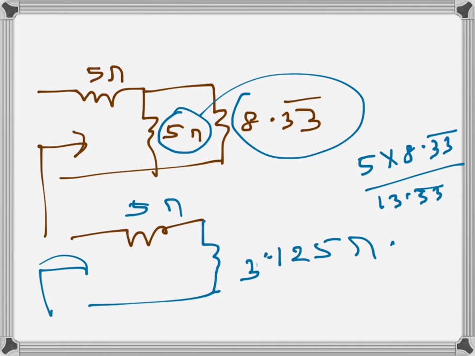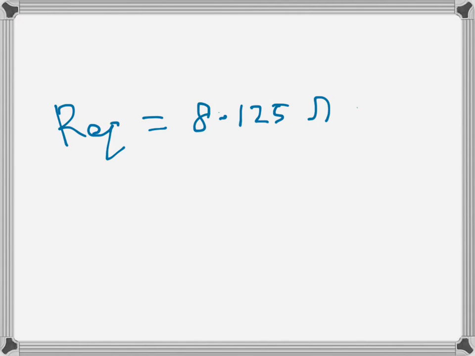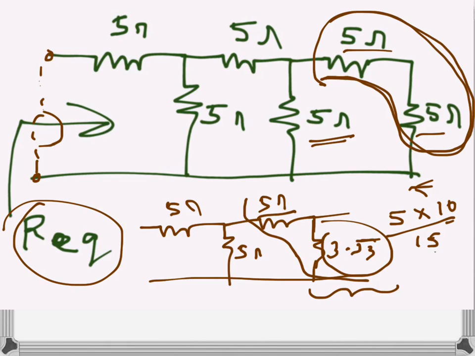So now we have the equivalent resistance as seen from here will be just the series value of 5 ohms and 3.125 ohms resistance. So the equivalent will be, of course, 3.125 plus 5, and that value will be 8.125 ohms. So that will be the equivalent resistance as seen from here basically.